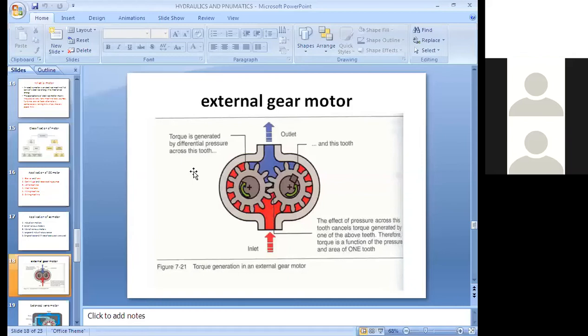Once it is coming back, the gears start rotating. Once it produces the torque, it starts rotating in the opposite direction. Then the fluid moves through whatever gap there is between the casing and the gears. In the external gear motor, the high pressure is converted into low pressure. You can also enter the fluid from the outlet and vice versa, no problem, but you have to understand the concept. I hope you understand the concept.